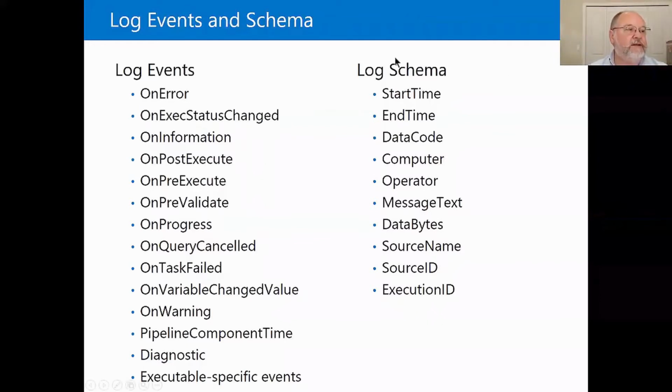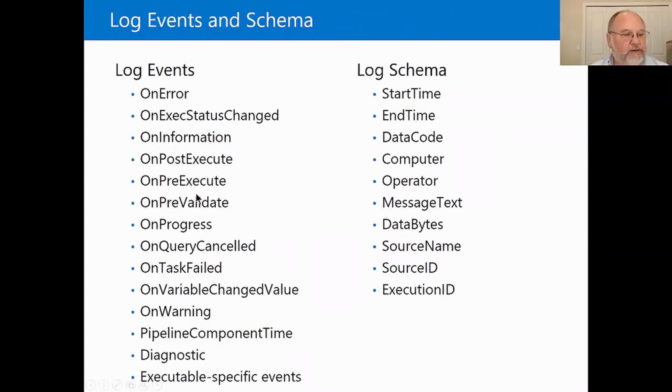And then they call it log schema. Basically, it's saying for each one of these events, you can choose to do any or all of these pieces of information. So on the pre-execute event, I could say I want the start time and the end time and the source ID. That's the ID of the actual task. But on warning, I want the computer name, the operator, who's actually running this, and the message text. What was the warning? And I can do different things.